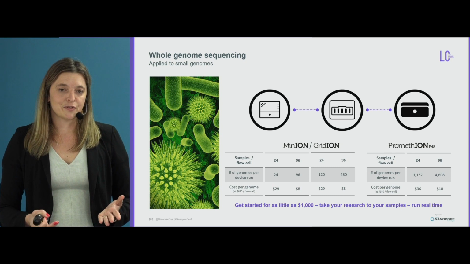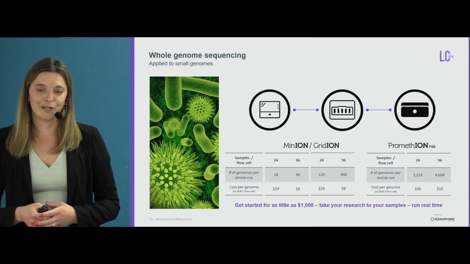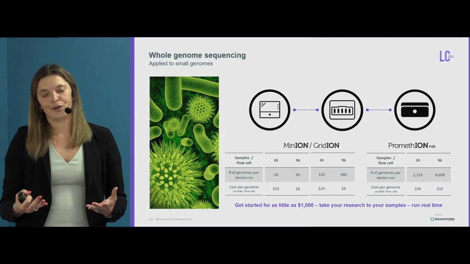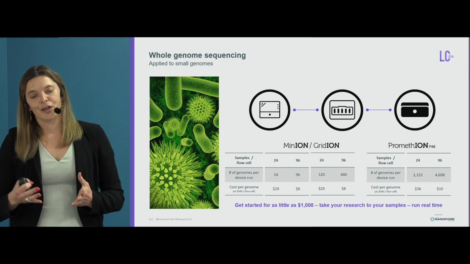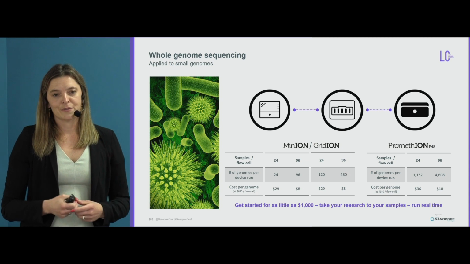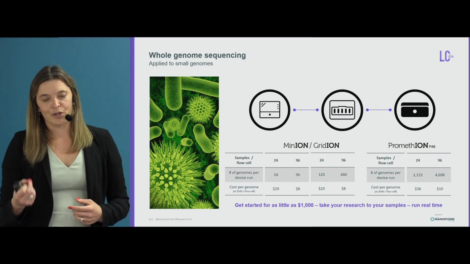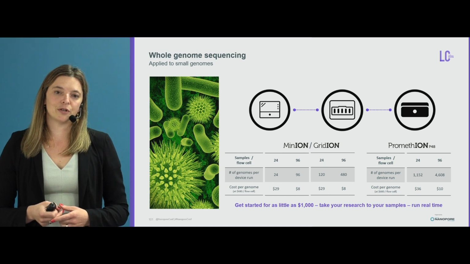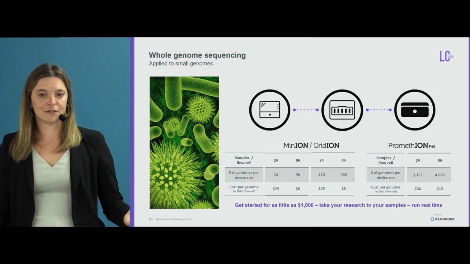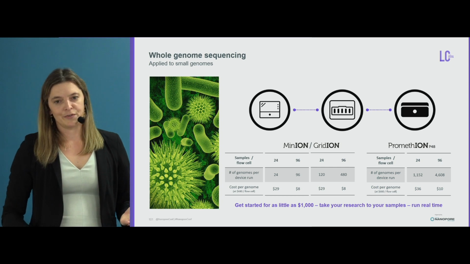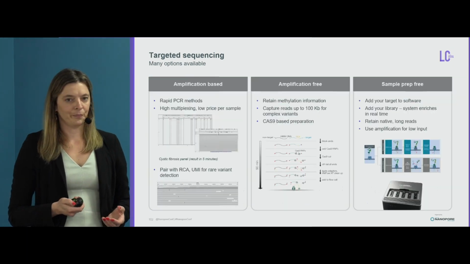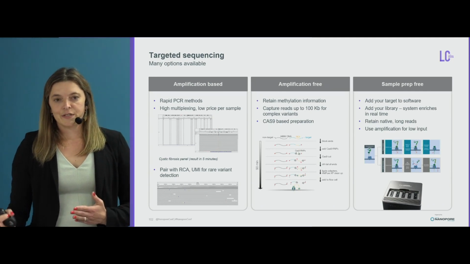With regards to small genomes, we've really had a huge amount of projects on smaller genomes for years and years. And of course, with more barcodes comes that ability to run more. But really, people pick up our MinIONs and our devices for smaller genomes, really because they can get started for as little as $1,000. They take their research to their samples, and they get their answers really quickly.